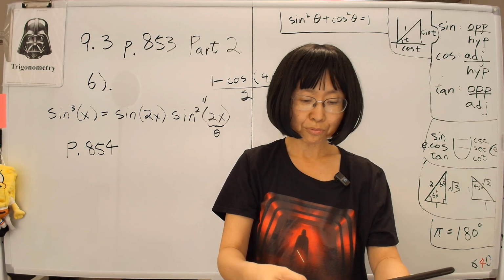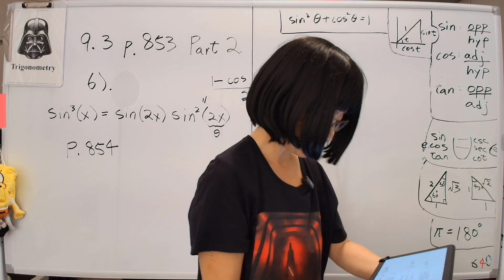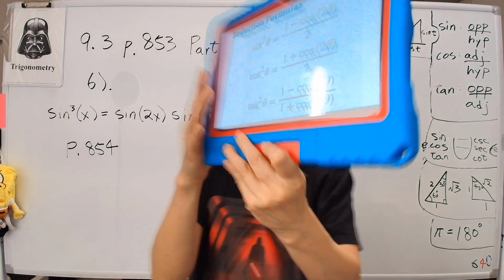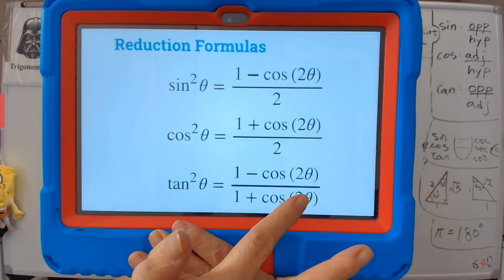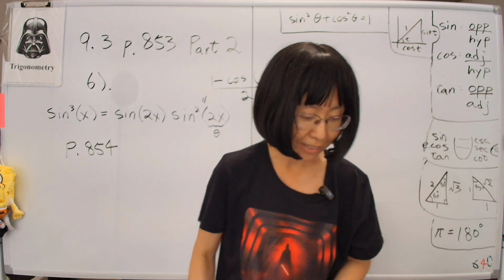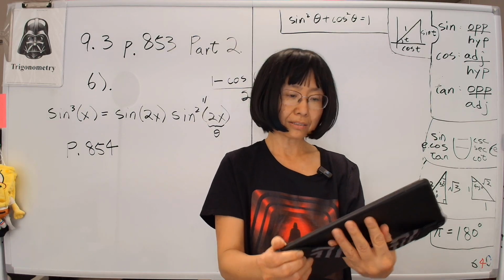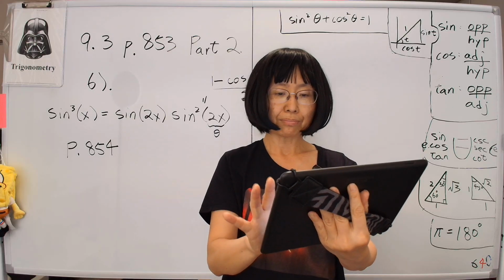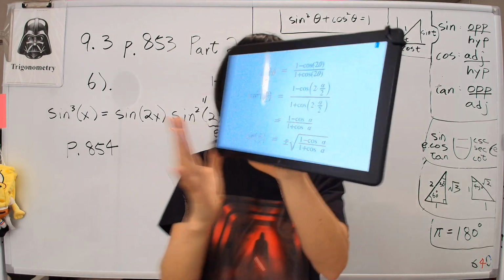And so next we'll do the tangent version. Now the tangent version comes from the original reduction formula for tangent. The reduction formula states that tangent squared equals 1 minus cosine 2 theta over 1 plus cosine 2 theta. So we'll write that down, with plus or minus, right here.